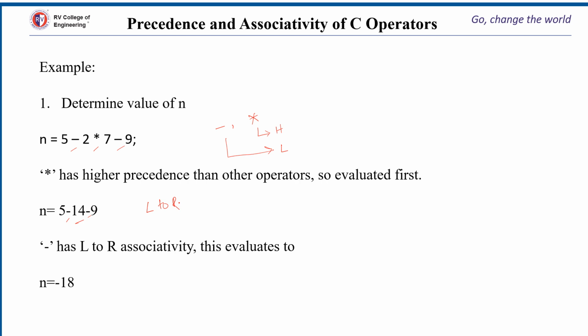Okay, so how will this go now? 5 minus 14, right, minus 9. So the result will be minus 18.